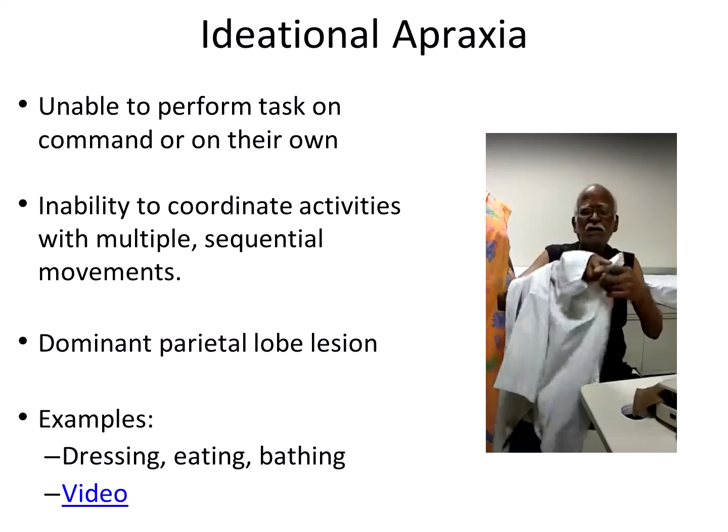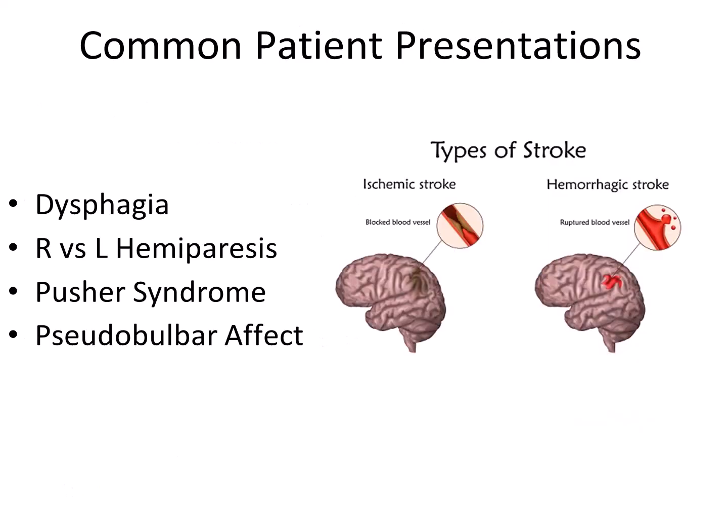So regardless of whether it's an ischemic stroke or a hemorrhagic stroke, there are some other patient presentations that you should be aware of. The first is dysphagia. There's also a very large difference between patients that have right versus left hemiparesis or hemiplegia. And then there's something called Pusher syndrome and pseudobulbar affect. Okay, the next few slides are going to take each of these presentations in turn and give you a little bit more information about what exactly they are and what to be aware of.